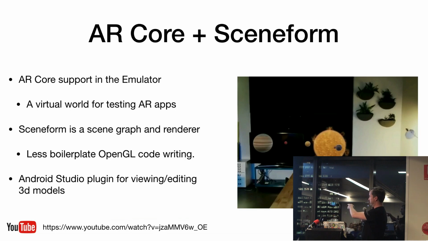So this little graphic on the right-hand side, we've got an animated solar system thing happening where the sun and the moon and the planets are orbiting around each other. And there's also a plugin for Android Studio where you can edit and view your models as you're developing your app, which is kind of cool too.